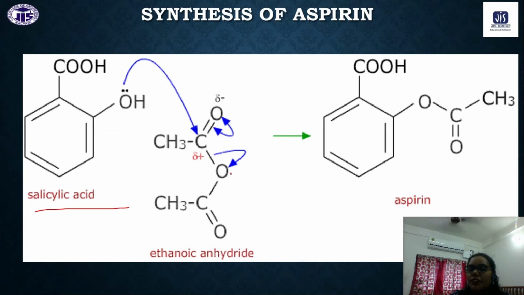Then after abstraction of the hydrogen, the CH3COO minus will become acetic acid, and it will form this type of acetyl salicylic acid, which is called aspirin. This is the total structure of aspirin, and this is the reaction mechanism. You may also be asked how you would synthesize aspirin. Discuss the mechanism of aspirin, and at that time you just have to write down this equation. So this is the overall mechanism to synthesize aspirin.